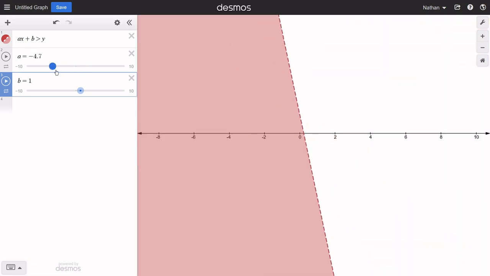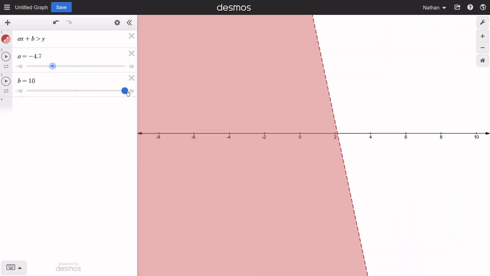So when a is negative and b is like this, then we can see that here x has to be less than this value here. Again, it's less than because we have a strict inequality, the less than symbol, and we have a dotted line here.